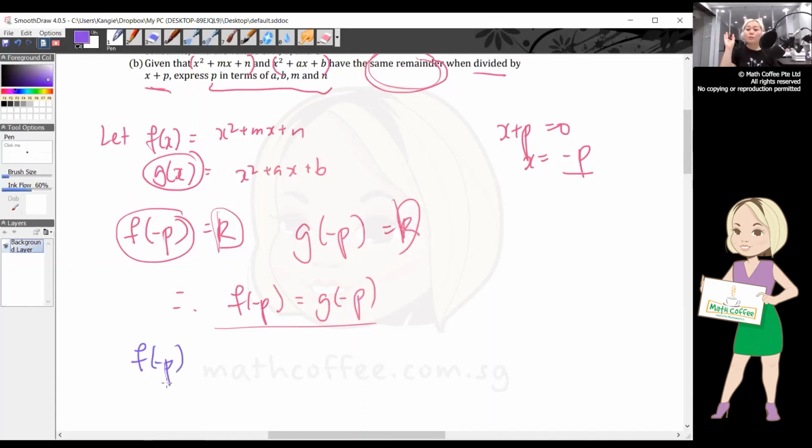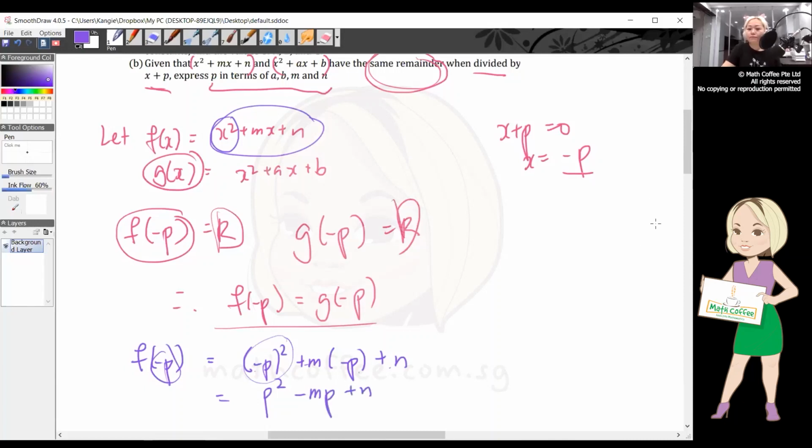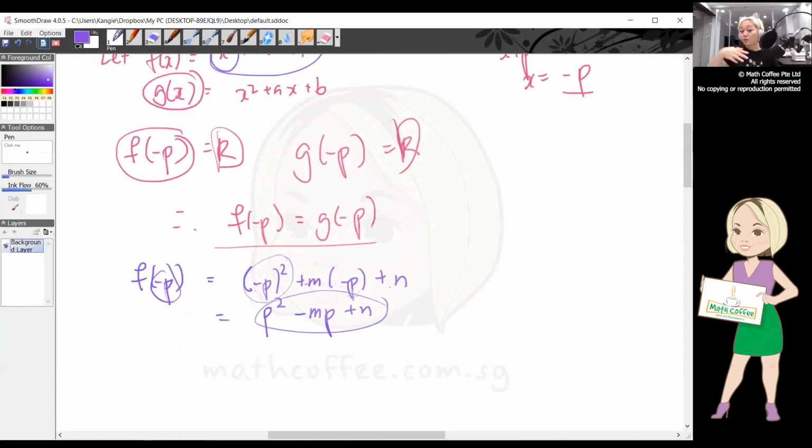Next, you have to find out what f(-p) is. f(-p) means you're going to replace all the x with minus p. So let's take a look over here. It will be equal to bracket minus p squared plus m times minus p plus n. The complex part is that there are so many alphabets there. So you have to focus to know that you are replacing the x with minus p only. Any other alphabet you see is just a constant or a number. So double check: x squared means minus p squared, plus mx plus n. Negative to the power of even is positive, so it's p squared minus mp plus n. So this is the remainder. Just leave it in that form.